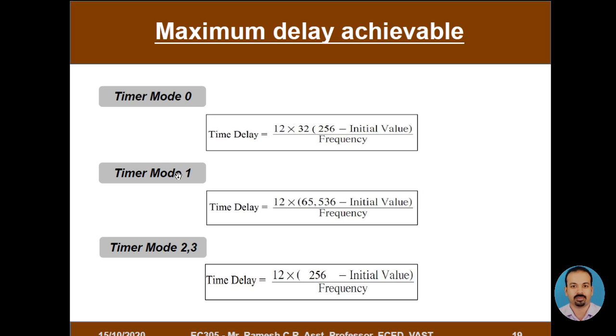If you go for mode 1, we know that it is a 16-bit timer, so the count value ranges from 0 to 65,535, that is 65,536 values. The time delay achievable is 12 into 65,536 minus the initial value loaded to the counter register, divided by the oscillator frequency. For timer modes 2 and 3 we only have an 8-bit timer, so the maximum time delay is equal to 12 into 256 minus the initial 8-bit value that you load to the count registers, the whole divided by frequency.